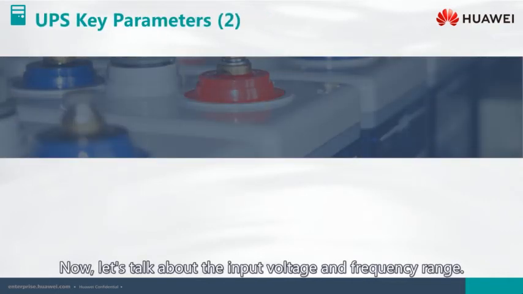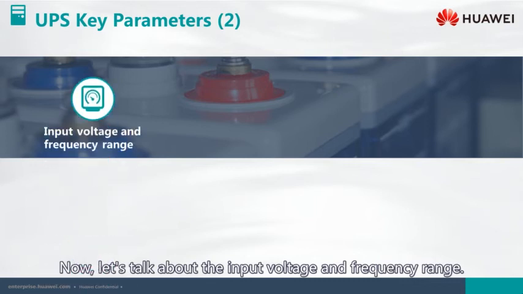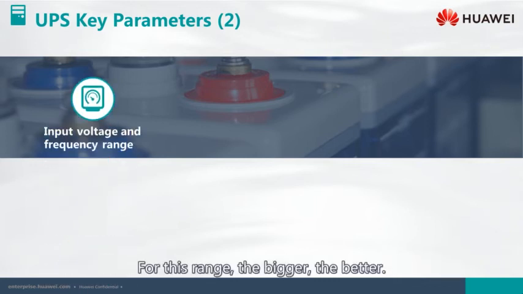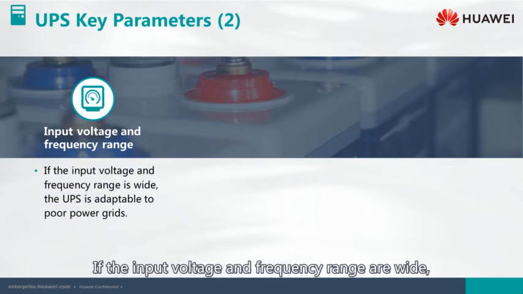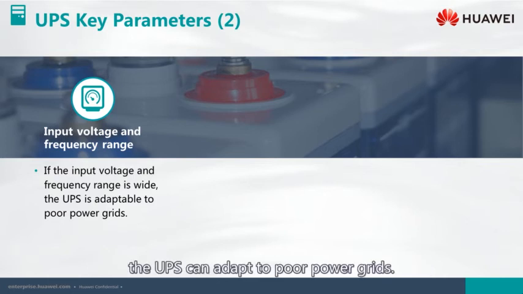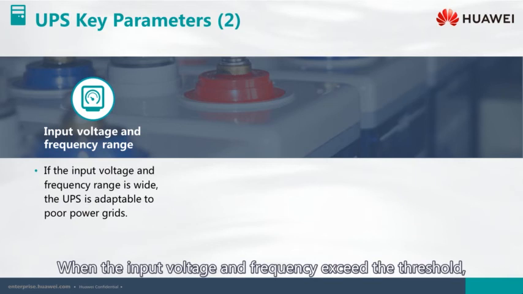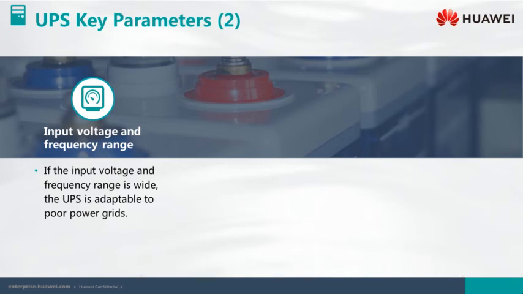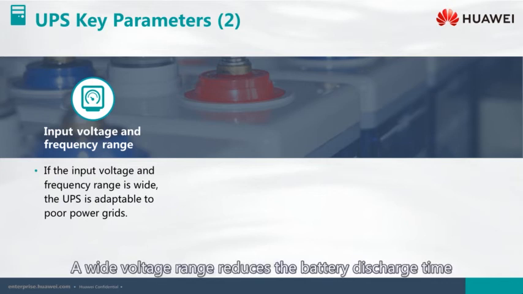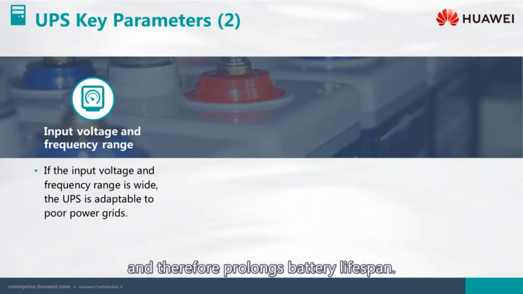Now, let's talk about the input voltage and frequency range. For this range, the bigger, the better. If the input voltage and frequency range are wide, the UPS can adapt to poor power grids. When the input voltage and frequency exceed the threshold, the UPS will switch to battery mode. A wide voltage range reduces the battery discharge time and therefore prolongs battery lifespan.